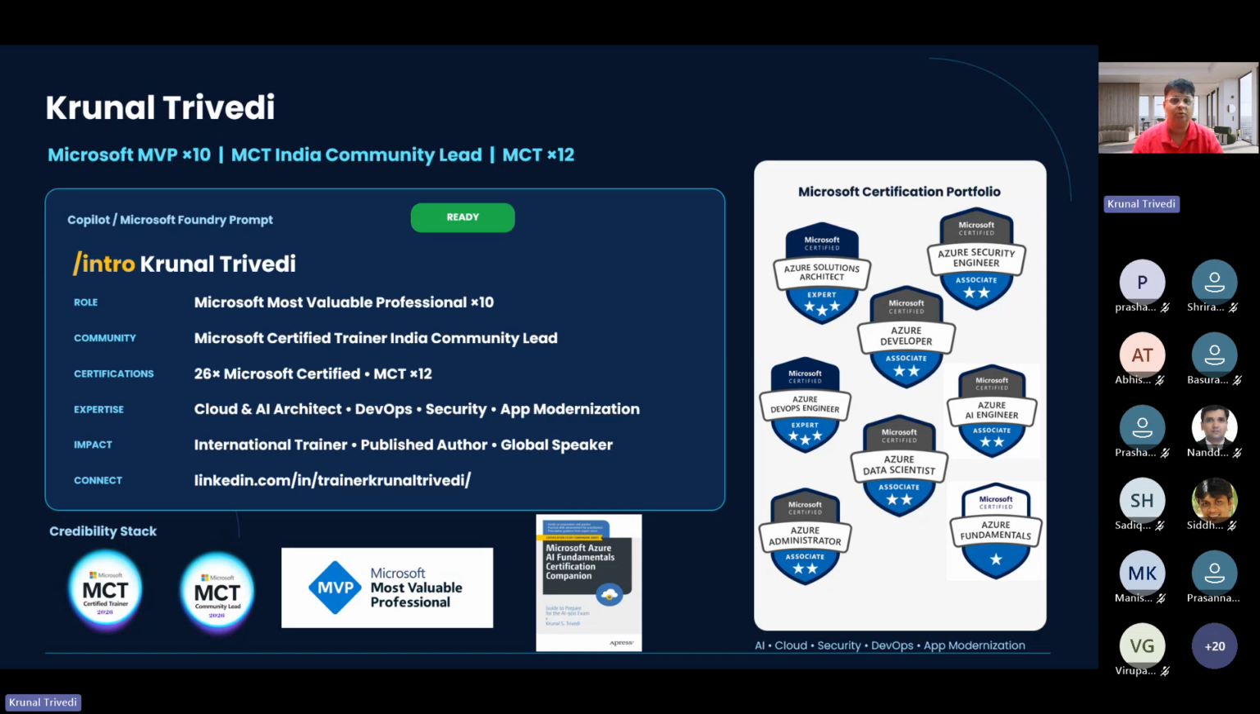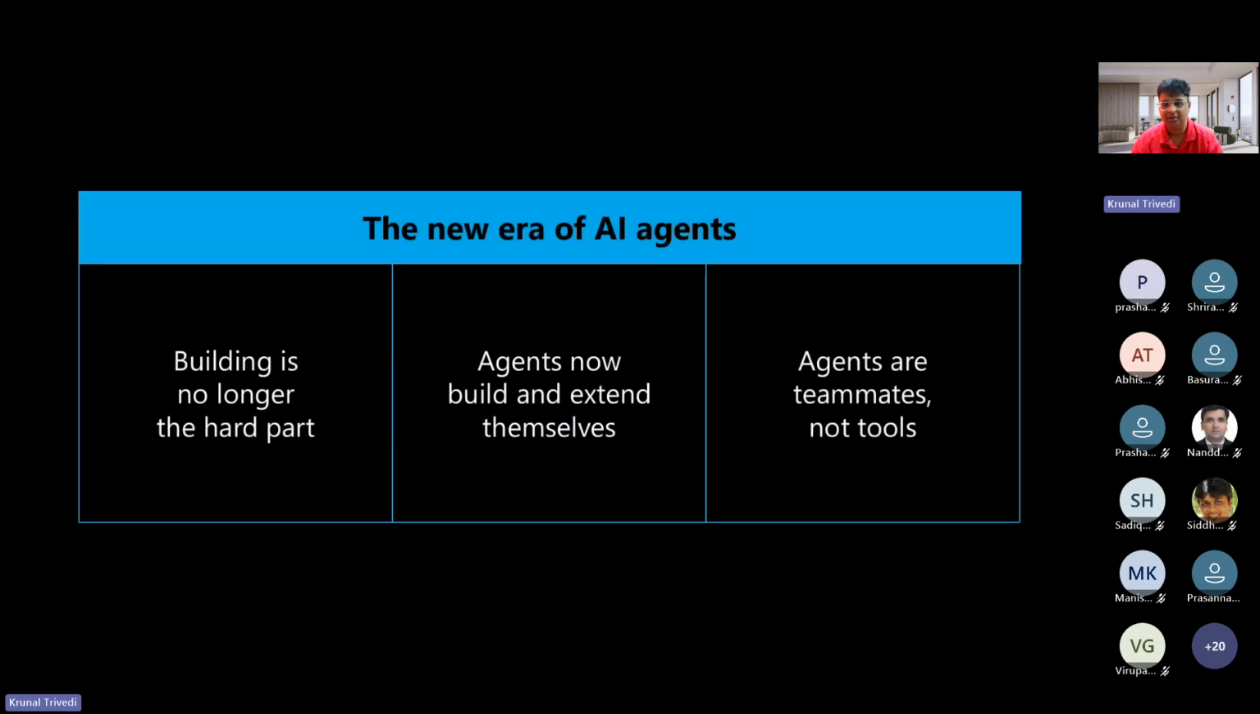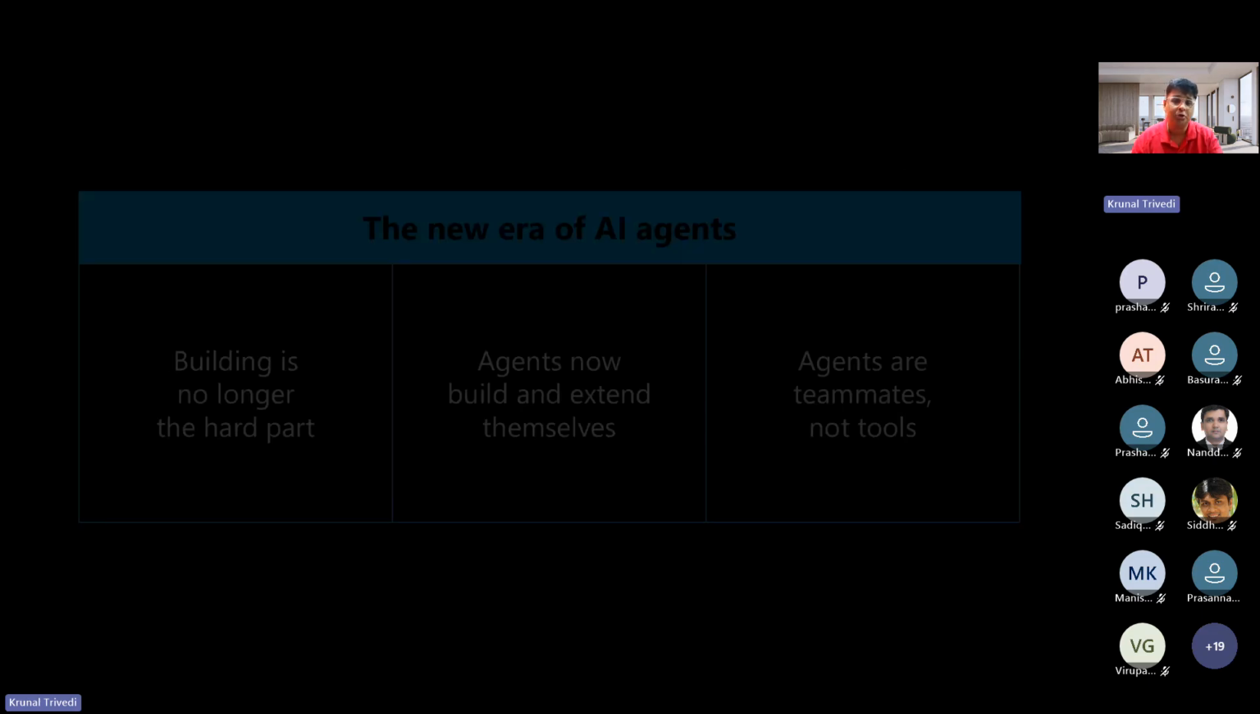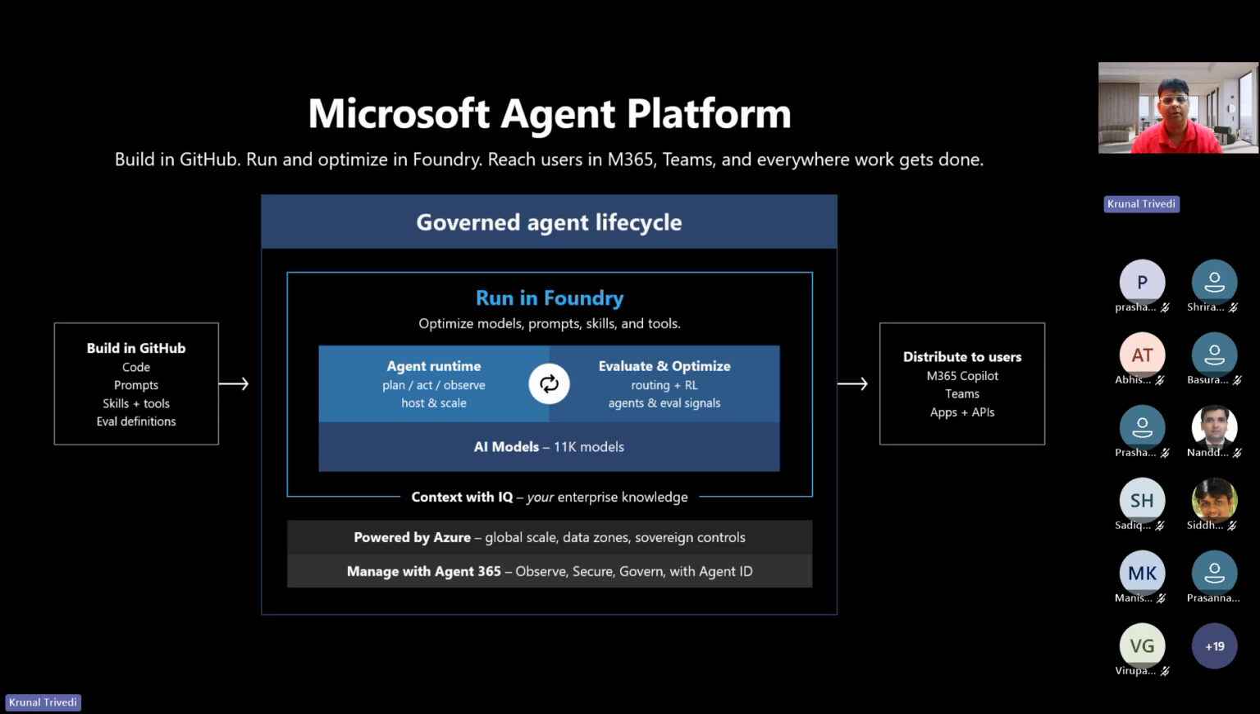So friends, this is the new era of AI agents, right? And in today's era, building AI agents is no longer the hard part. But once you build the agent, the difficult thing is how to manage them, how to govern them, how to operate them, how to track their performance. And for that, we have one platform, that is Microsoft Agent Platform. And in Microsoft Agent Platform, we have multiple tools available. We have multiple technology stacks available.